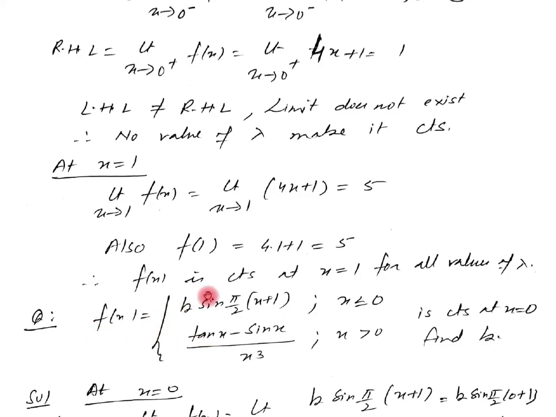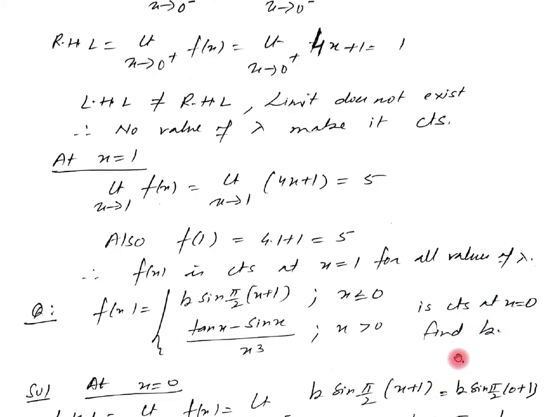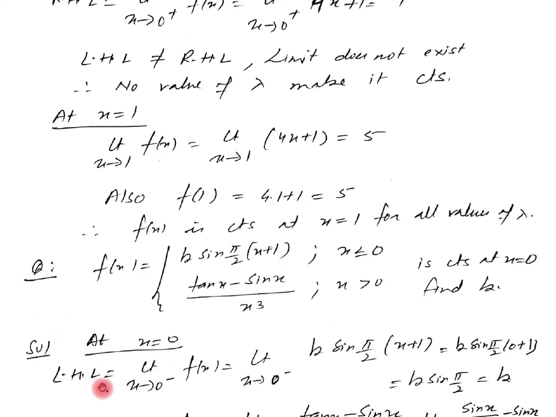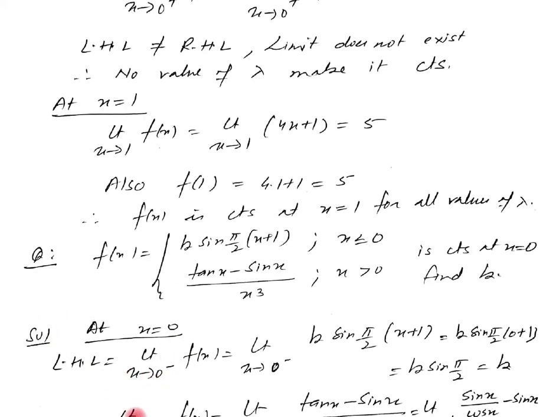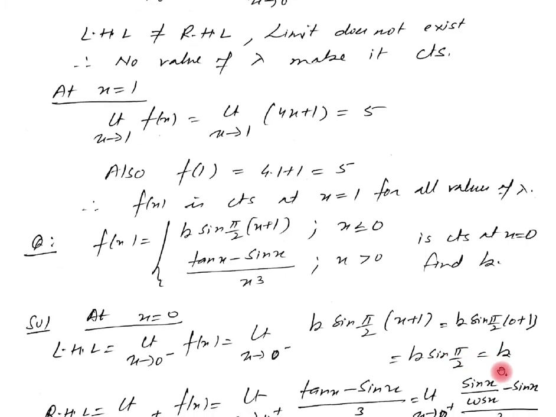We have to find the value of k for which the given function is continuous at x equal to 0. Now the function is given to be continuous. It means left hand limit equal to right hand limit equal to value of the function. Now at x equal to 0, first we will find the left hand limit, limit x tends to 0 minus f(x). Put the value of the function here, k sine(pi by 2 into x plus 1). Now putting x equal to 0, we get k sine(pi by 2 into 0 plus 1), which is k sine pi by 2. As sine pi by 2 is 1, this is equal to k. Now the left hand limit is equal to k.